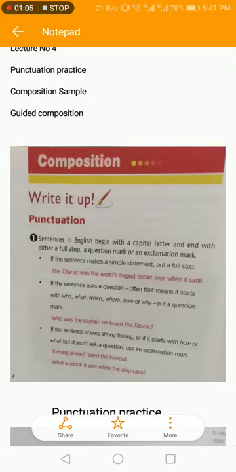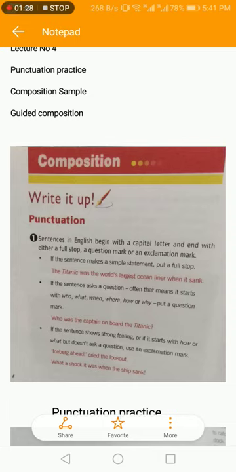Sometimes we have to put a full stop, sometimes we have to put a question mark, or sometimes we have to put an exclamation mark. So the question is, when do we have to put a full stop, when a question mark, and when an exclamation mark? So look at the first one.